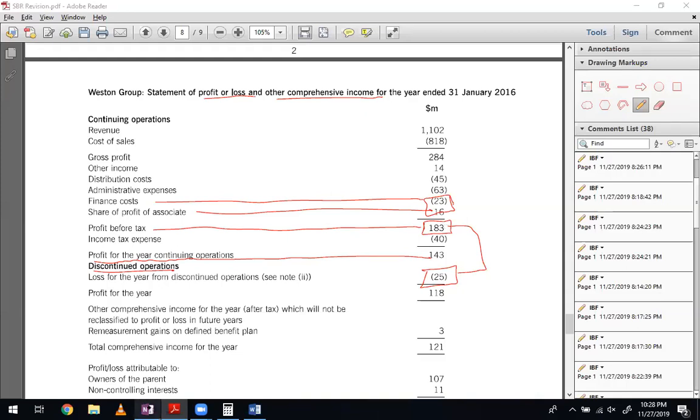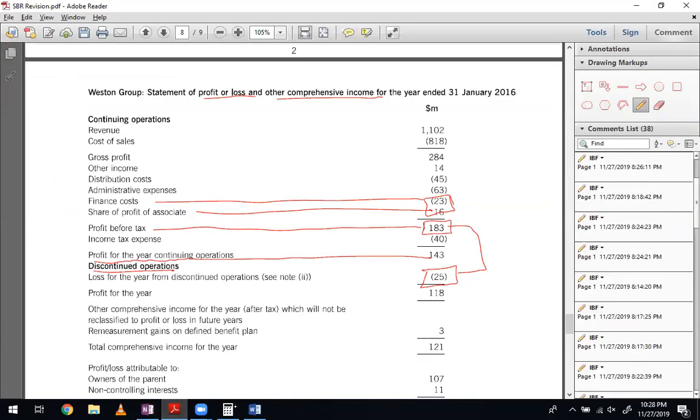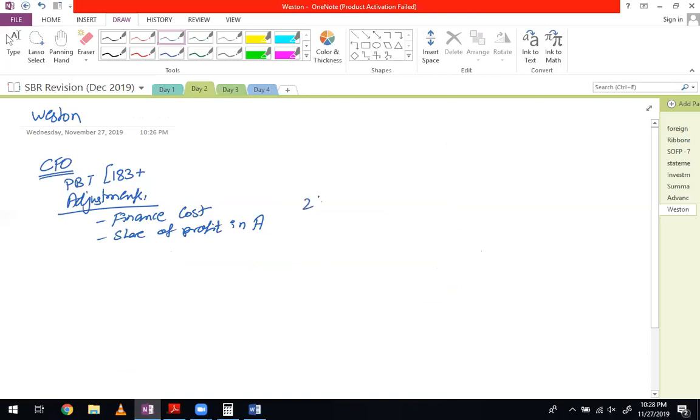So when we are preparing the cash flow statement, I'm writing 183 in the bracket because I should be adding the profit before tax of the discontinued operation as well. And the finance cost is 23 with the share of profit being 16. So 23 to be added, 16 to be deducted.